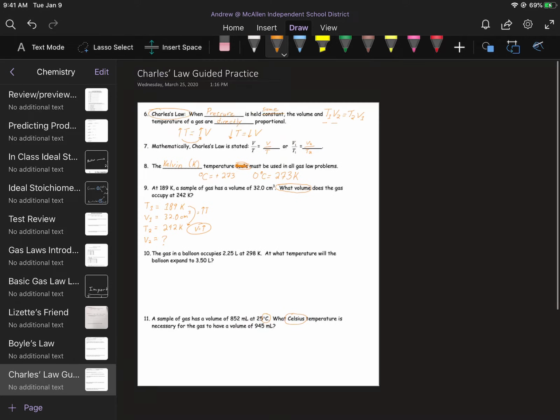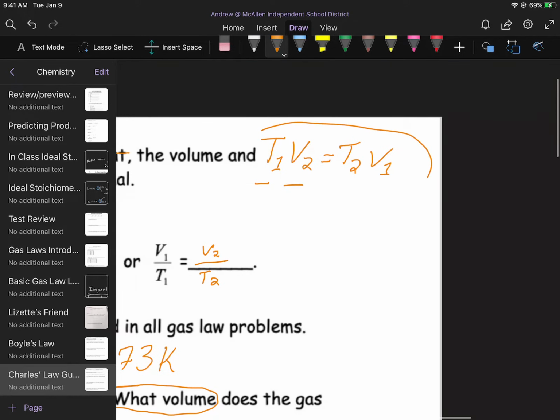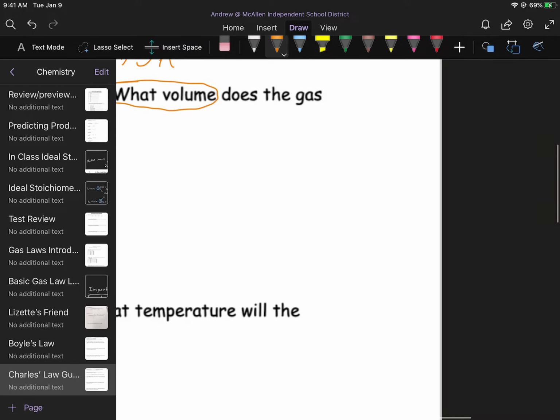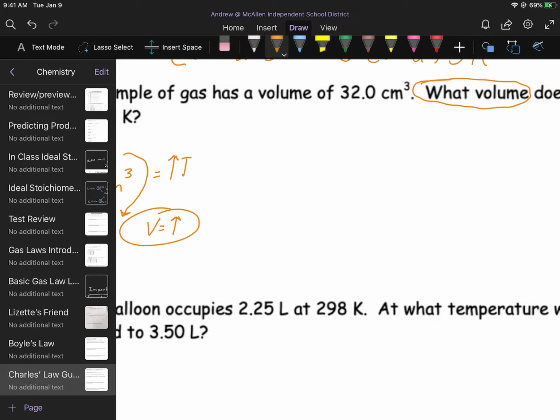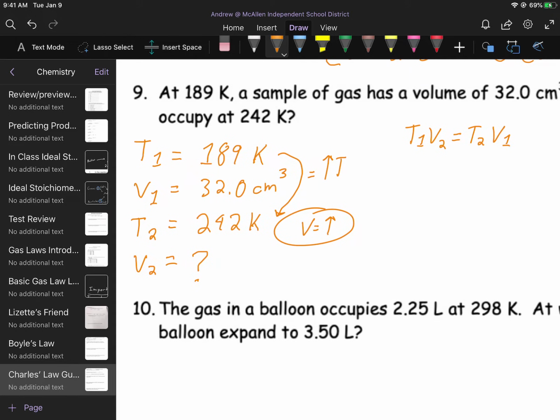So go back to our formula, which is right here. T1 V2 equals T2 V1. Now we come back over and fill in what we know. T1 is 189. V2 is unknown. T2, 242, and V1 is 32.0.